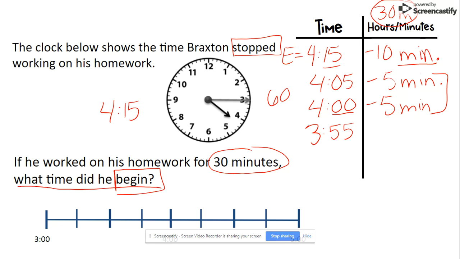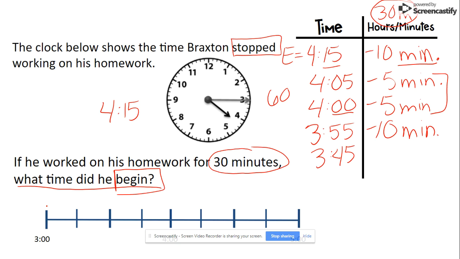So far I've only subtracted 20 minutes. I need to subtract another 10 minutes, and that would put me at 3:45. Down below I have a number line, and I want to plot my start time and my end time.